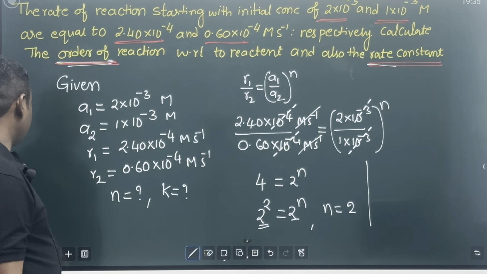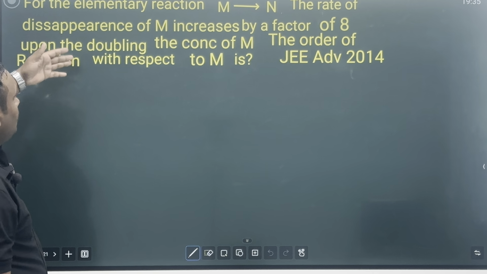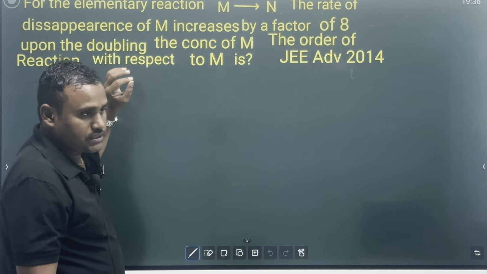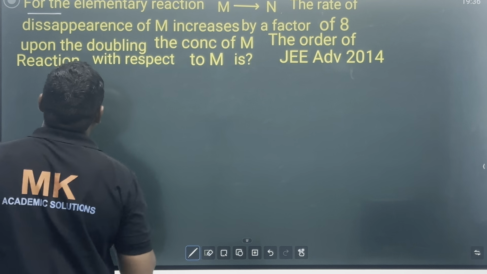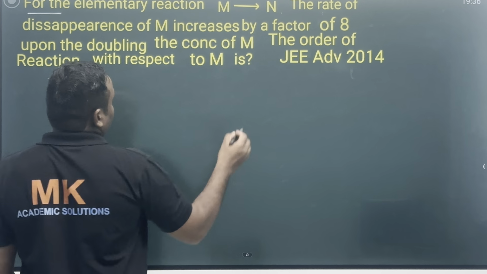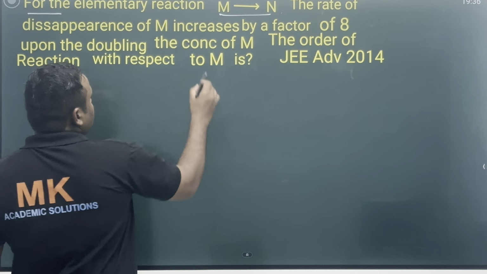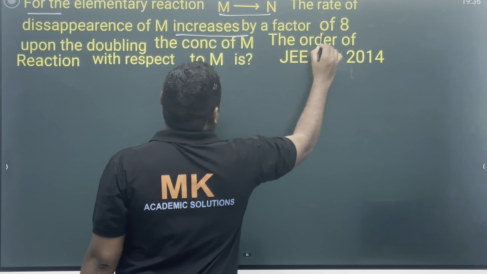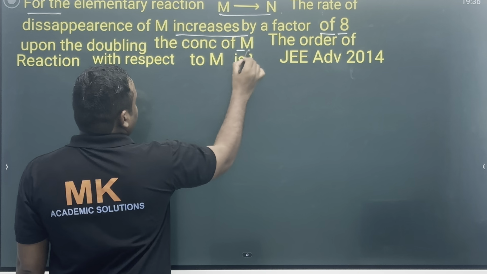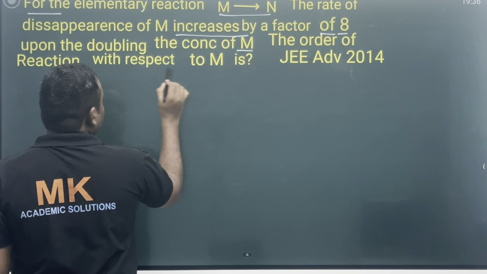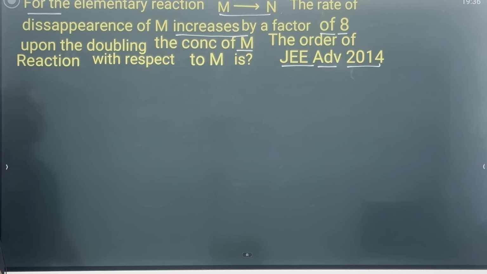Okay, so next we will go to one more question based on this differential method. Let us read the question. For the elementary reaction, M gives rise to N, the rate of disappearance of M increases by a factor of 8 upon doubling the concentration of M. The order of the reaction with respect to M is, asked in JEE Advanced 2014. Very simple question it is.